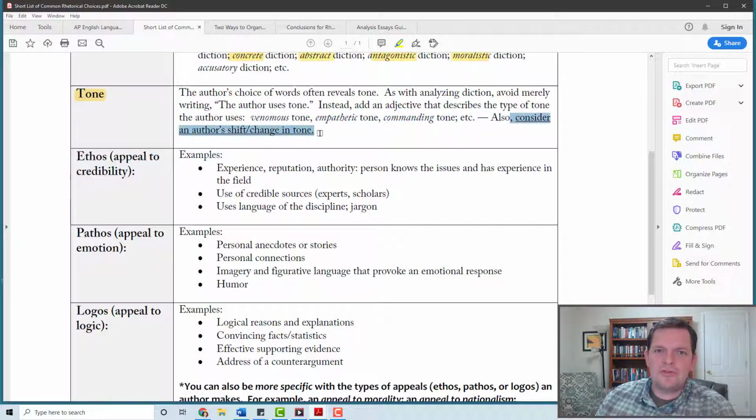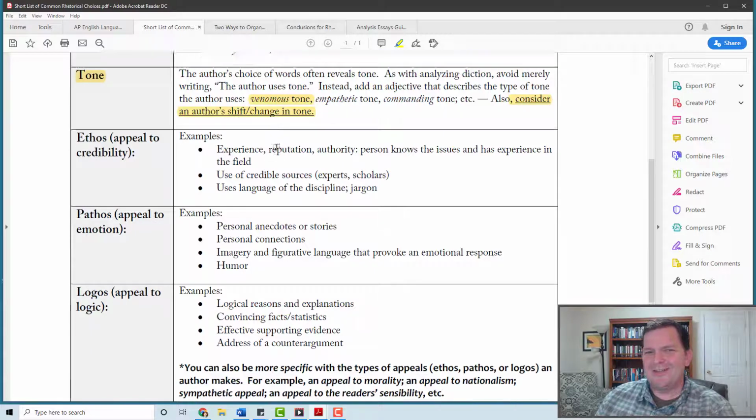Consider the author's shifts or change in tone. I like this word, by the way. Venomous tone. That's great. If you can use that, bonus points. Just kidding. But no, that's good.